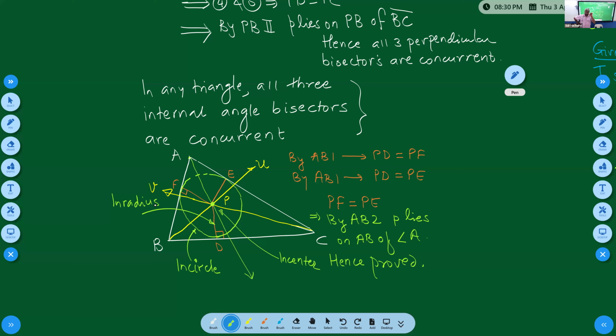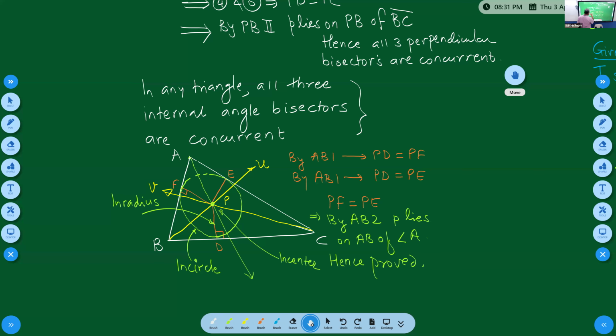Did everyone understand up to here? So today we have learned PB1, PB2, concurrency of perpendicular bisectors, and AB1, AB2, concurrency of angle bisectors. Good. We will continue the discussion like this. On angle bisectors, we have to do some more work.